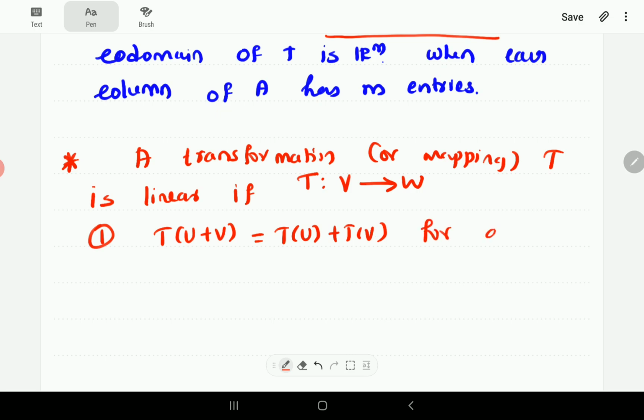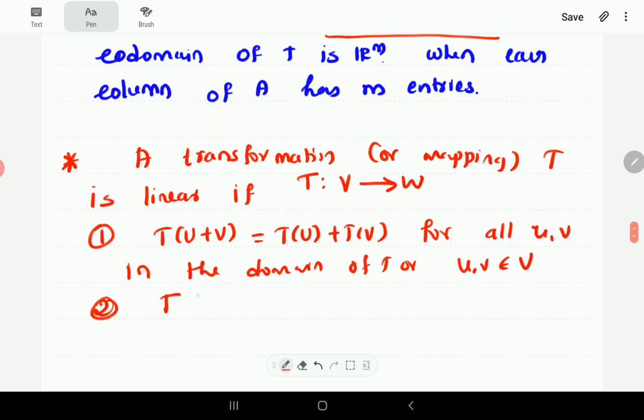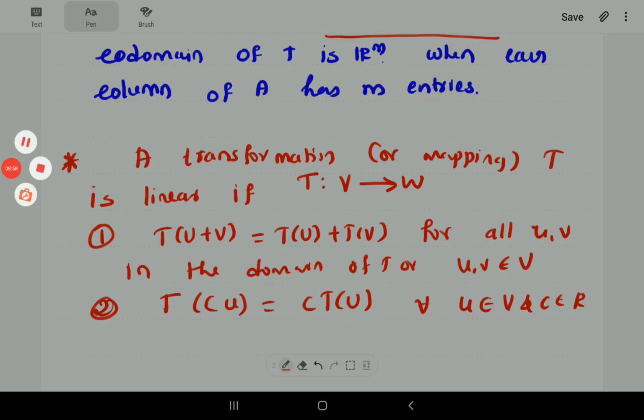For all u and v in the domain, that is, in the domain of T, or u and v belong to V, that is the domain. The second condition is T of c into u is equal to c into T of u, for all u belonging to V and c any scalar. You can take it as any scalar. If so, then we call it a linear transformation. So let us try to understand this.